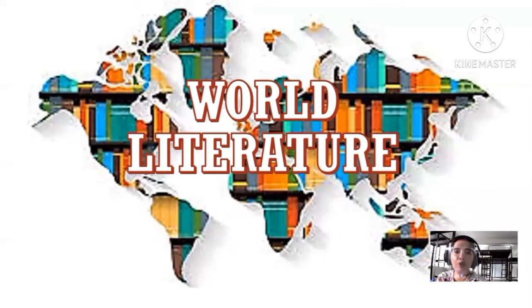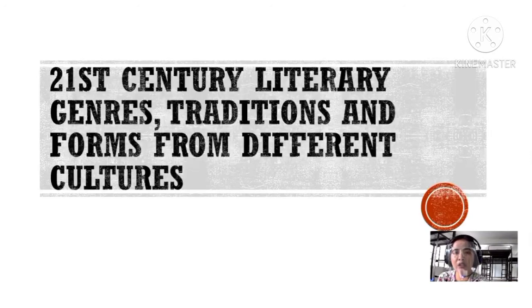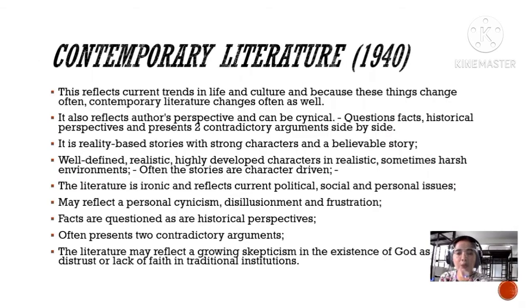So this time we're going to discuss the second part of the lesson on world literature, which is about 21st century literary genres, traditions, and forms from different cultures. So let's start now, first with 21st century literary genres, traditions, and forms from the different cultures, specifically with the era of contemporary and 21st century. So let's start with contemporary literature.